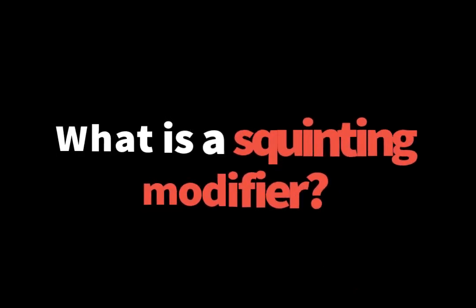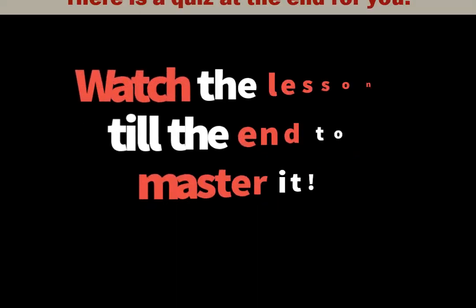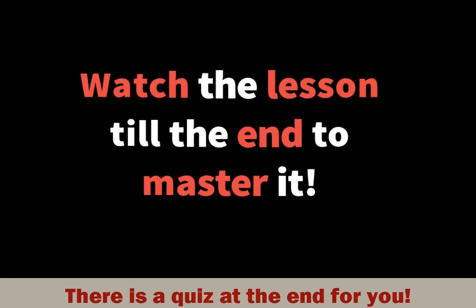This is your friend Ashish, and guys, today we are going to learn a very advanced, very important topic in terms of writing. That is a squinting modifier, a type of misplaced modifier. So we're gonna learn that. It is vital to improve your writing. A lot of people make mistakes about squinting modifiers. So we'll learn that. For that, make sure you watch the video till the end. I'm excited. I know you guys are too.